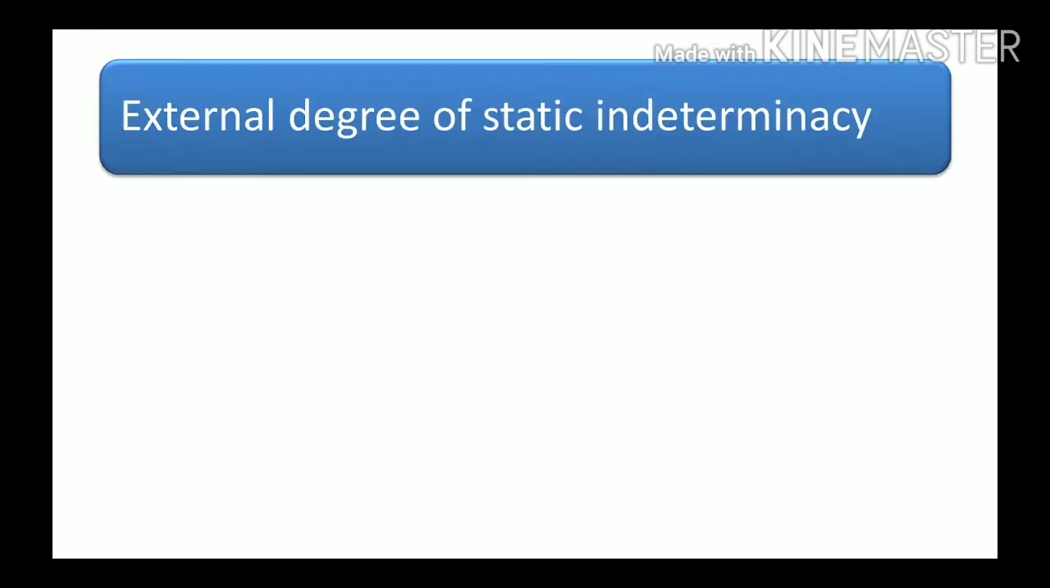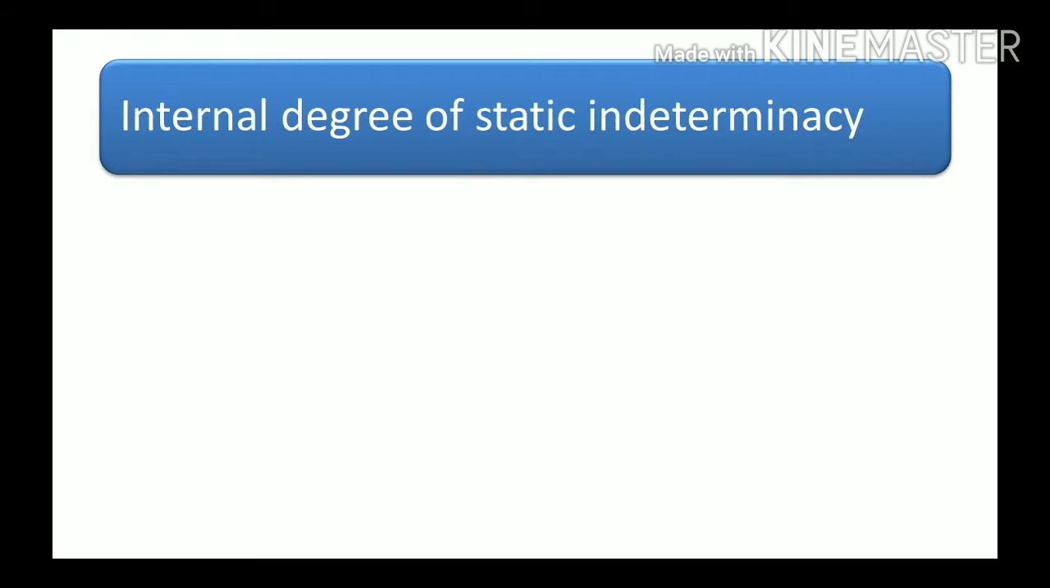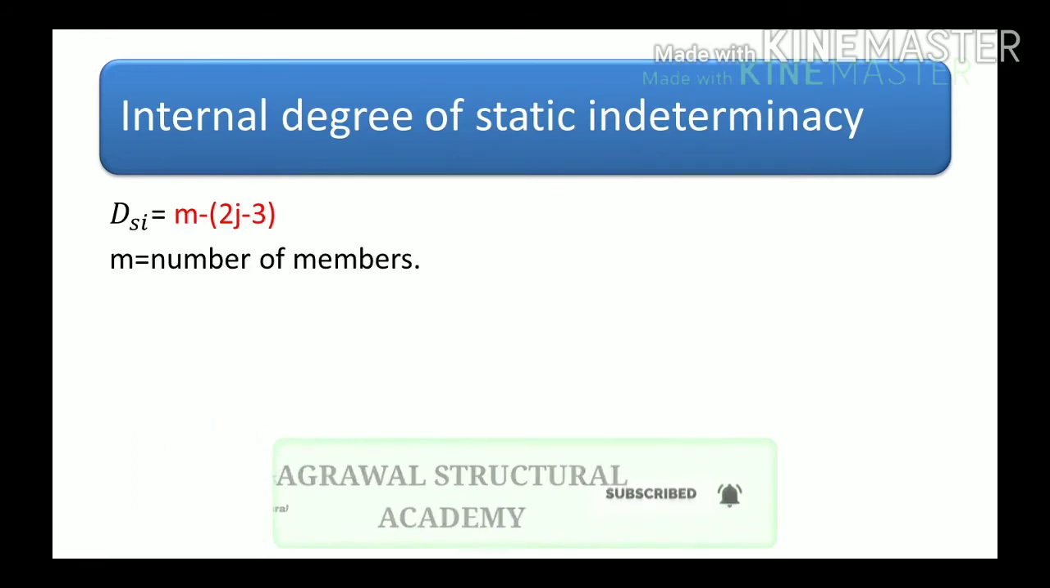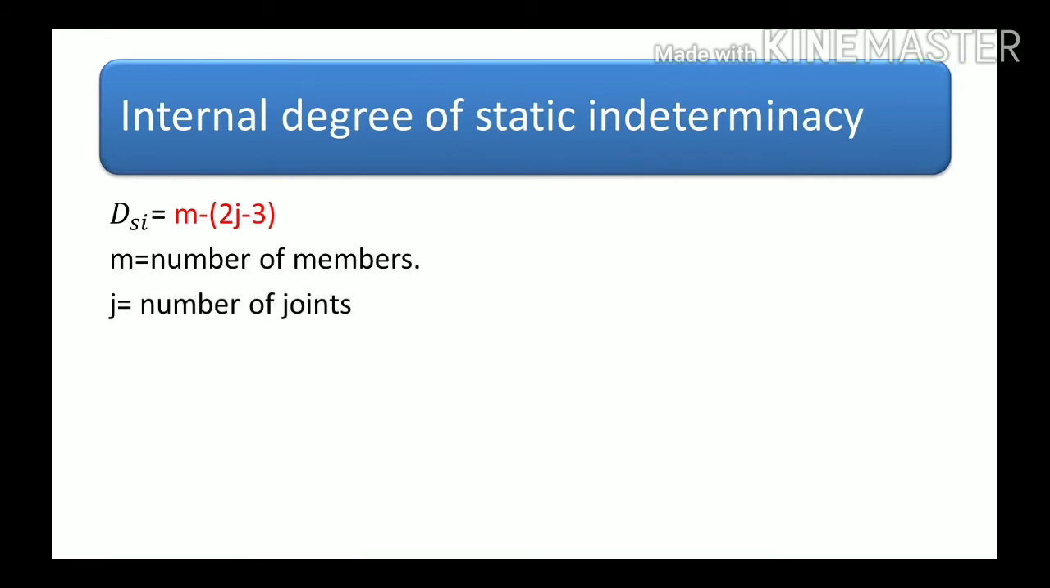Now, how to calculate this external degree of static indeterminacy? That DSE is equal to simply R minus 3. So what is R here? R is the number of reactions. Then the internal degree of indeterminacy, that is DSI. The formula is M minus, in bracket, 2J minus 3. Here M is the number of members. What is J? J is the number of joints.